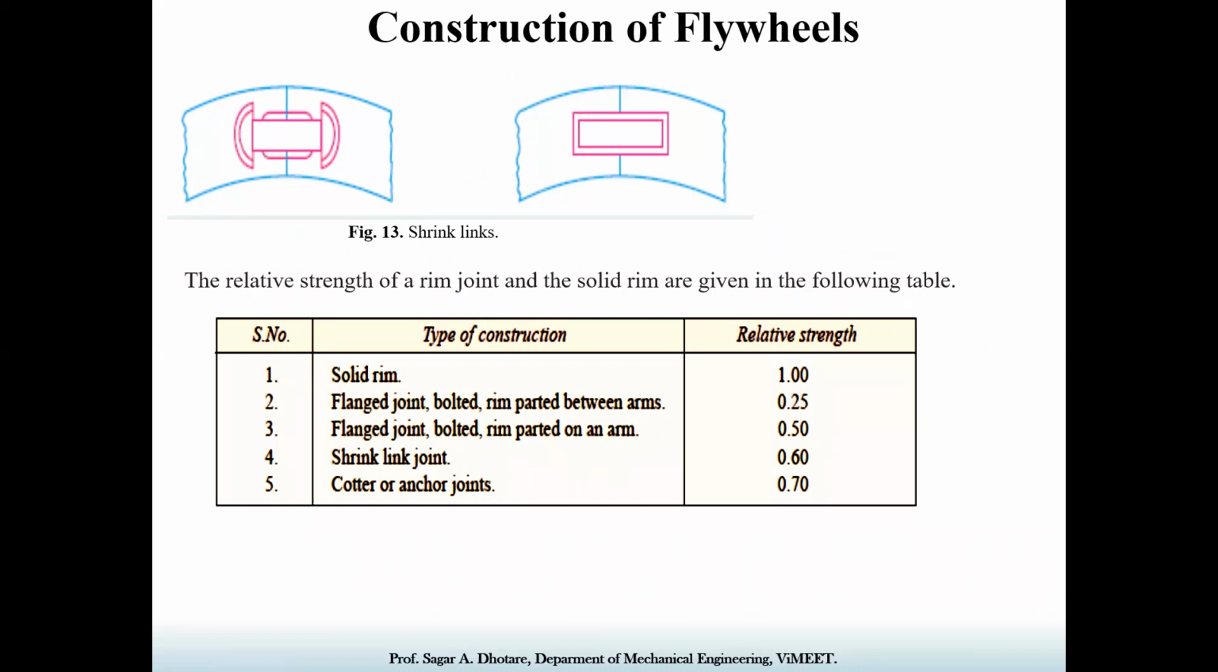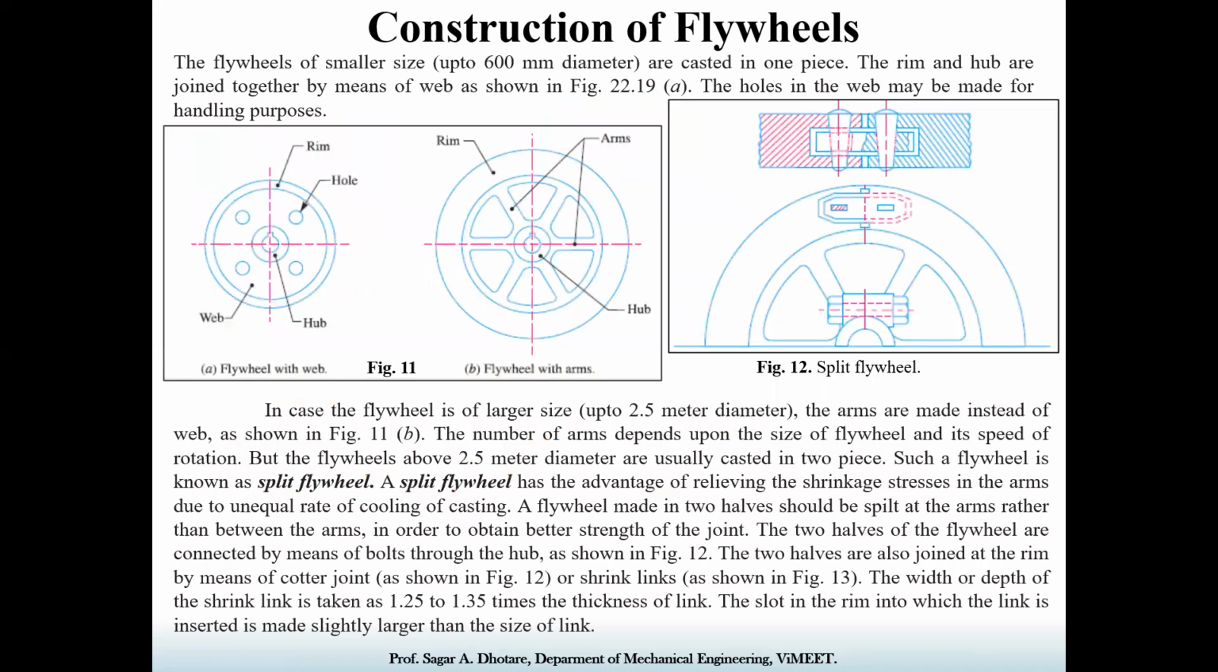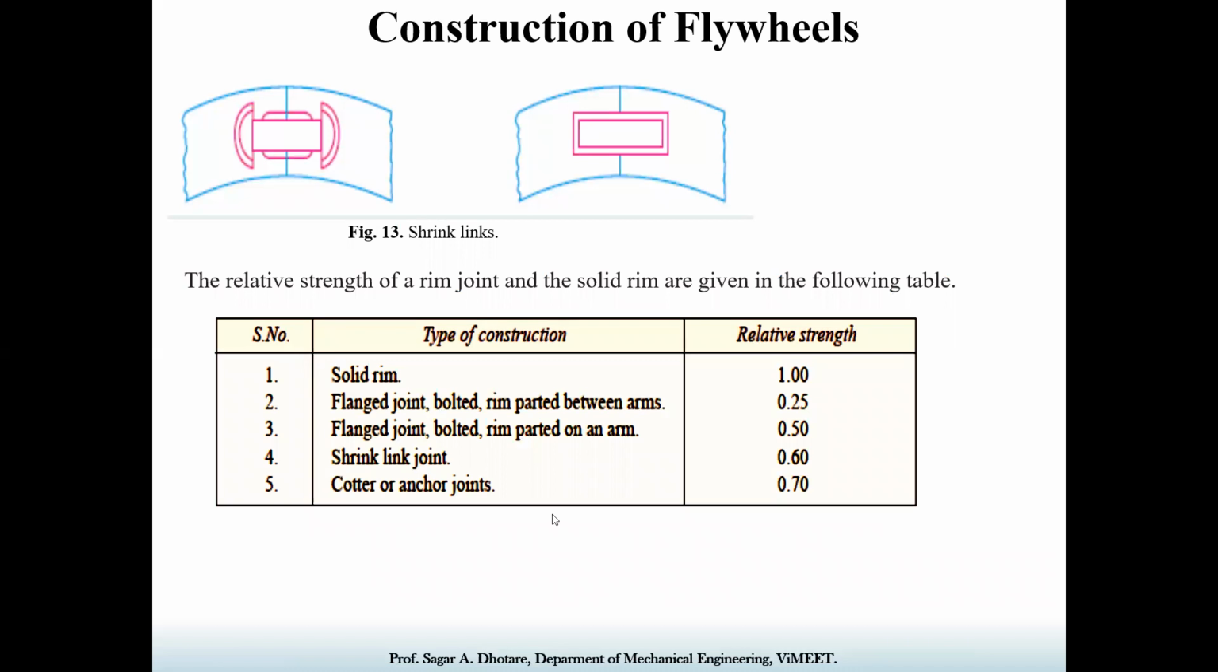The relative strength of the rim joint and the solid rim is given in the table. If a solid rim is there, it has very high strength. If a flangeless joint is utilized, then only 25% strength is obtained. Then if we use a shrink link, it increases to 60%. If we use the quarter type of joint, which is shown in figure number 12, that gives the maximum strength of this two-piece joint.